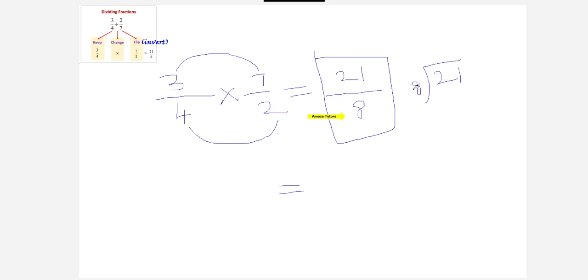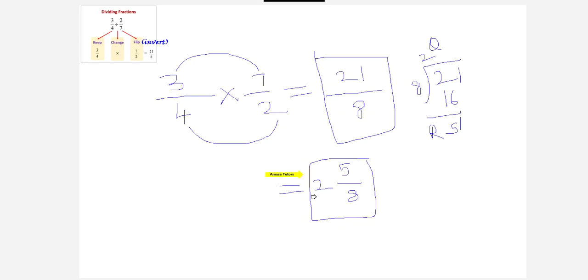Right? How many 8s in 21? 2 8s. 16. What is the remainder? 5. Now, the quotient comes here, the answer. Remainder goes on top and the same divisor. This is how we will change the improper fraction to a mixed number.